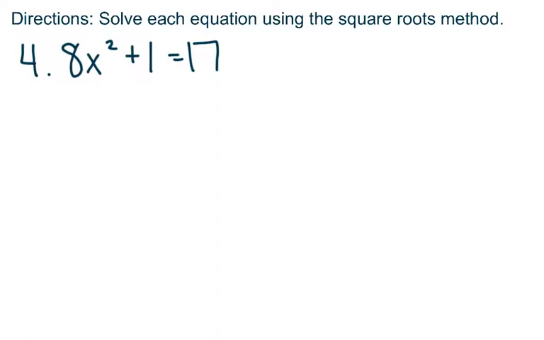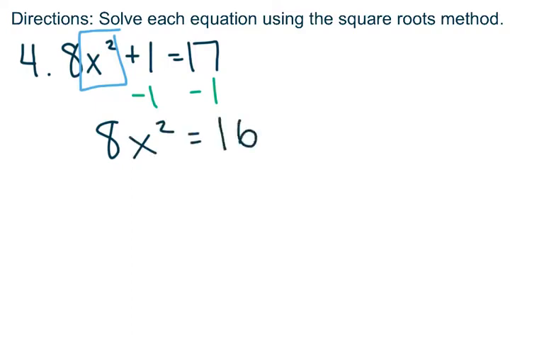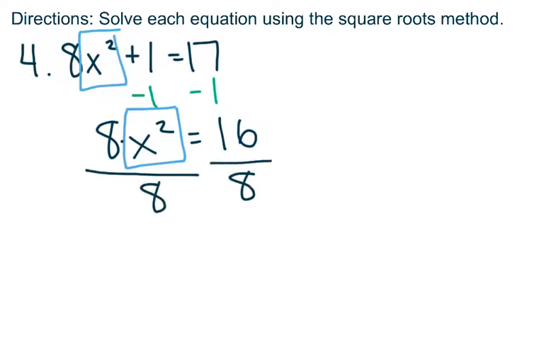Okay, so let's try this one. This one's going to be a little bit different. We're going to isolate the x squared. We need to get rid of the plus 1 by subtracting. So we have 8x squared equals 16. We still don't have x squared isolated, so we need to get it by itself. So remember, 8 and x squared are being multiplied, and the way you get rid of multiplication is to divide. Okay, so you have x squared equals 2.